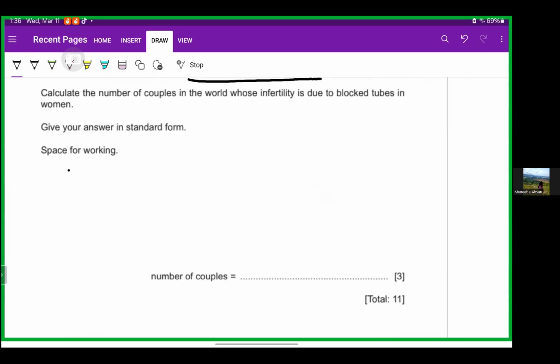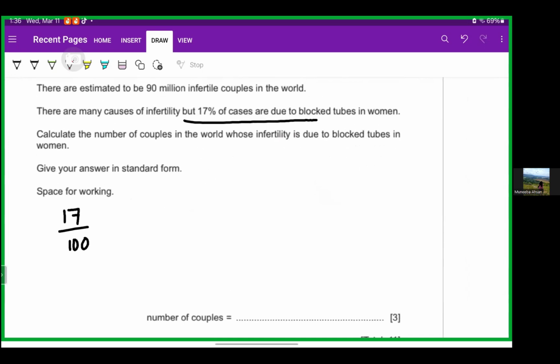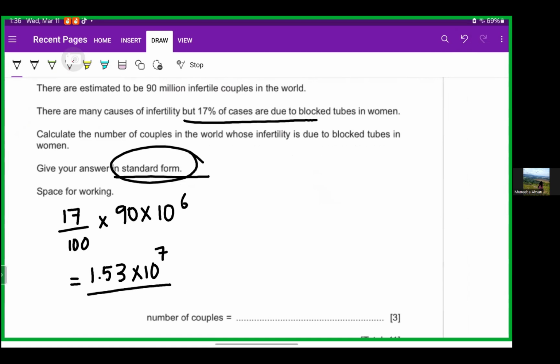So basically, what was the percentage? 17% of the 90 million infertile couples. Hence, we'll be calculating this value and it will come approximately 1.53 times 10 raised to the power of 7. And we have to give it in this form because they have asked for the standard form.